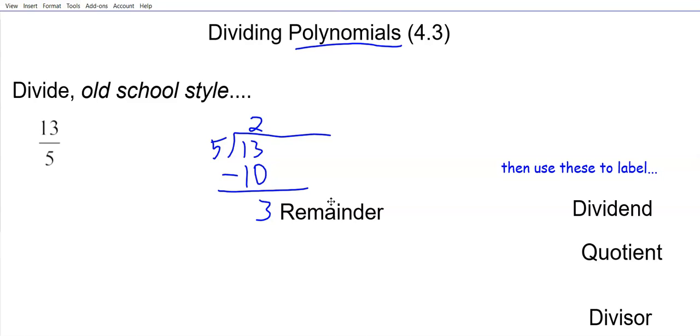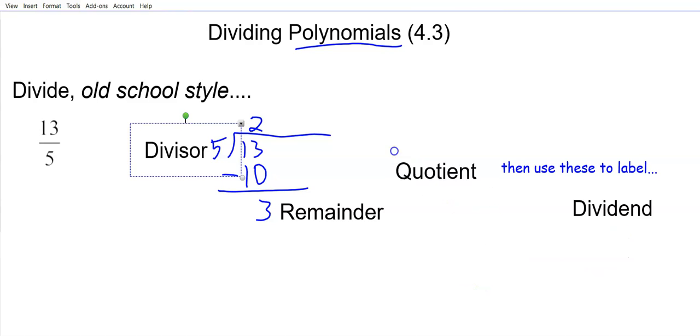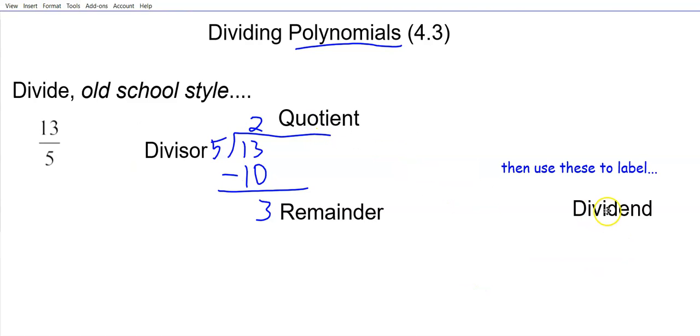That's the remainder. And if you remember what these other 3 numbers are, maybe you know that the divisor is what we divide by. So that would be the 5. The quotient is kind of our answer, which is 2. The dividend is the number we're dividing by something. So that's the dividend. I say all that to say, I want your answer written in this form.